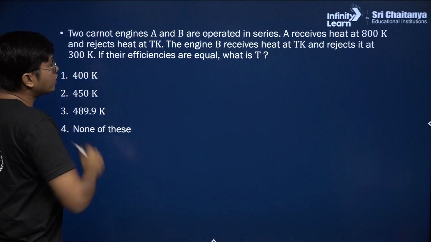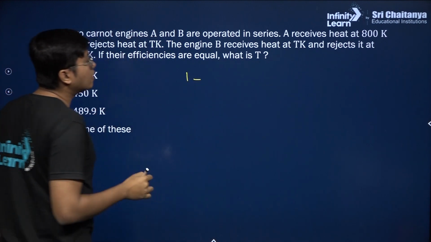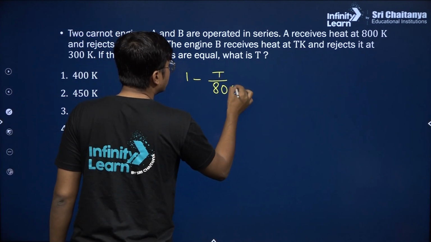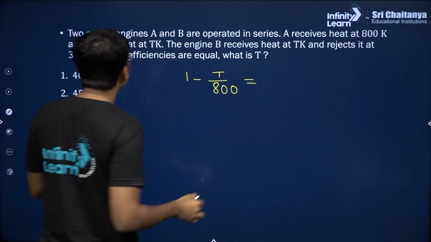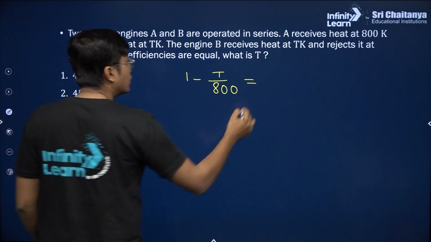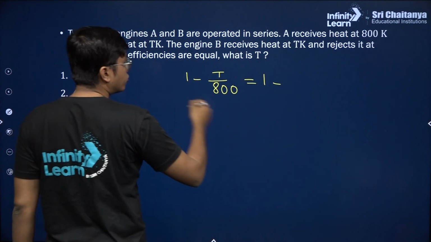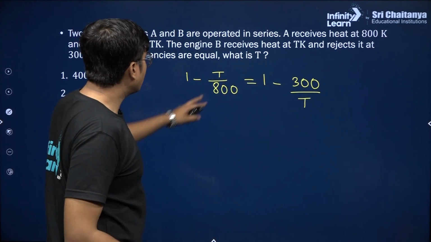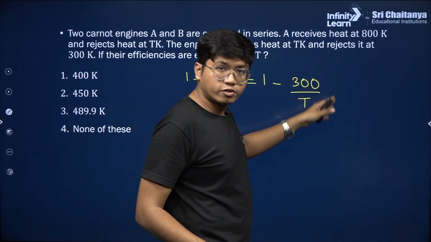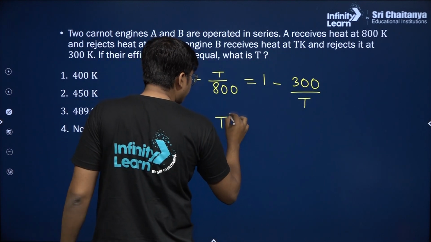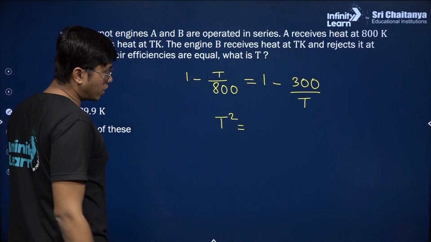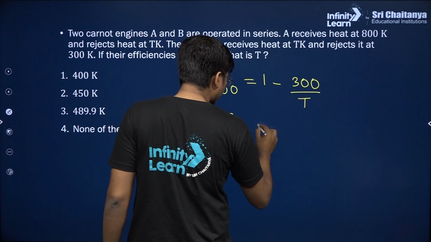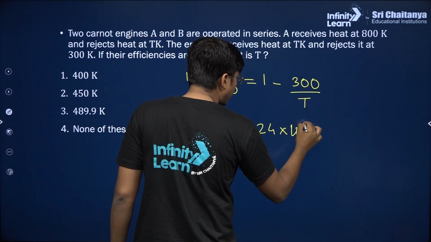For engine A, the efficiency is 1 minus the sink temperature T by the source temperature 800, and that is equal to the efficiency of B, where you have similarly 1 minus, now the sink temperature is 300 Kelvin, divided by T. 1 minus cancel out. You just have T by 800 equal to 300 by T. Cross multiply, you get T square is equal to 800 into 300, that is 24 into 10 to the power 4.